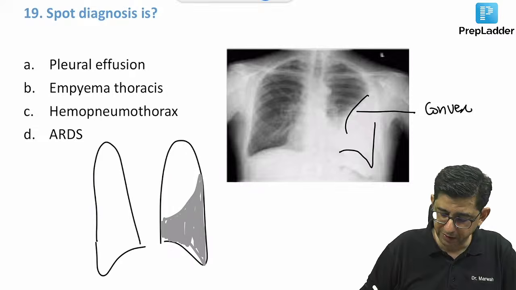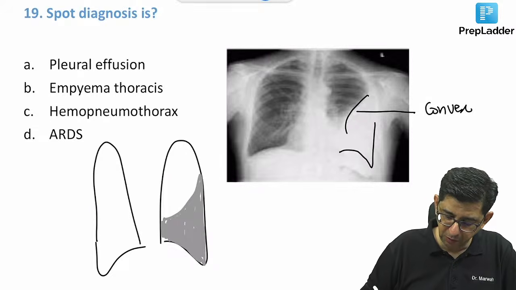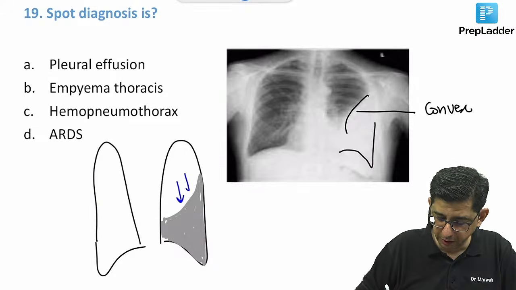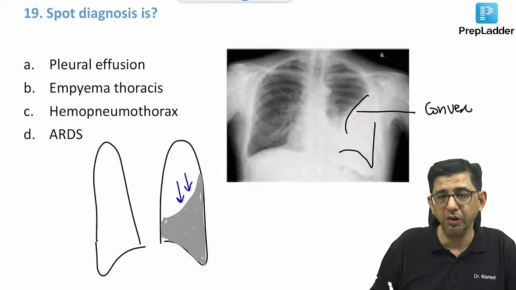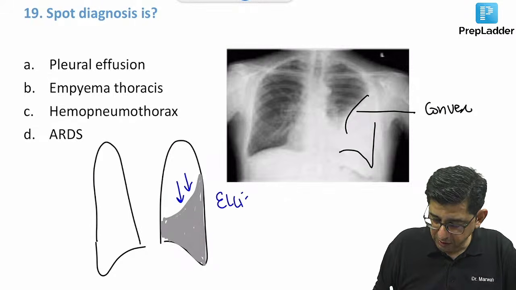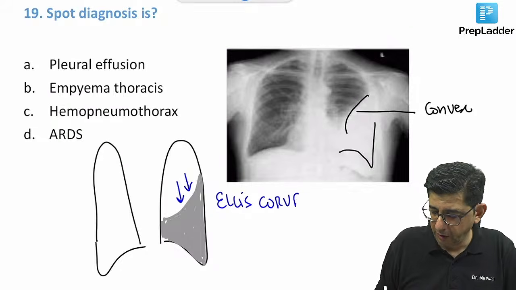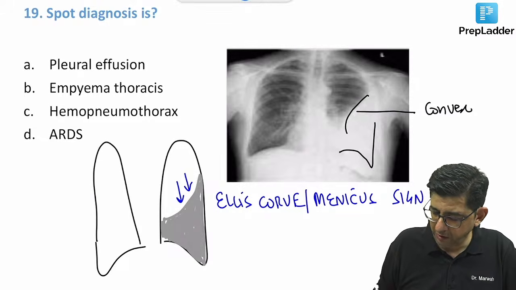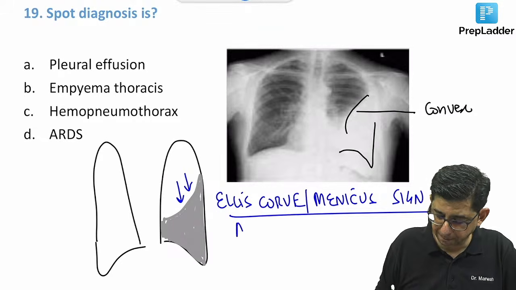If it is a convexity, then it would be going in favor of empyema. Like we always read about the meniscus sign, we always read about a concavity. So if this question was having that classical Ellis curve, that classical meniscus sign, then never an issue. I would have answered this as option number A.